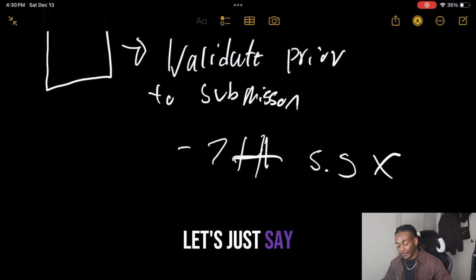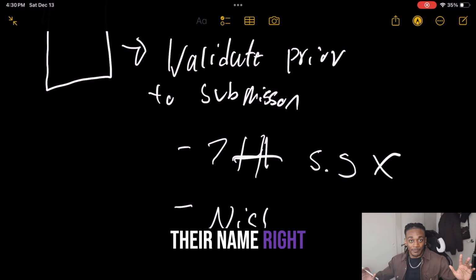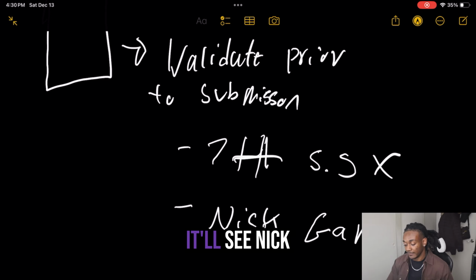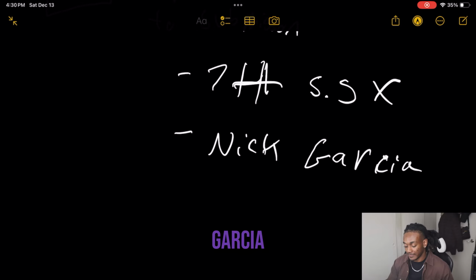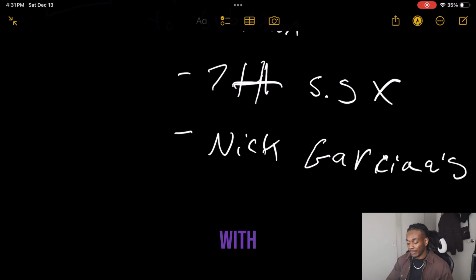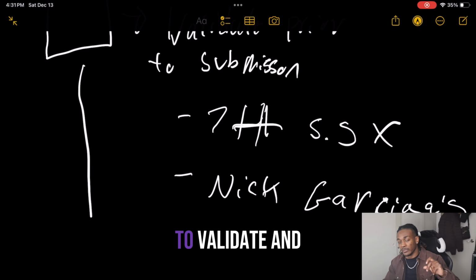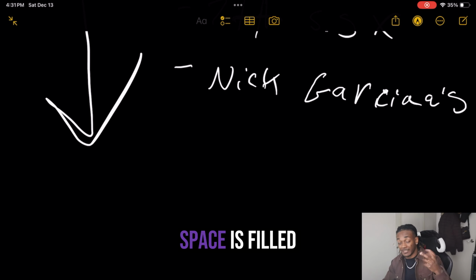Let's just say that they misspelled their name, right? The form will see Nick Garcia, but it won't realize that Garcia is spelled with 2 A's and an S with an apostrophe on it. It'll see that the name is filled in, but it can't check the actual logic. It's only there to validate and ensure that every space is filled out.